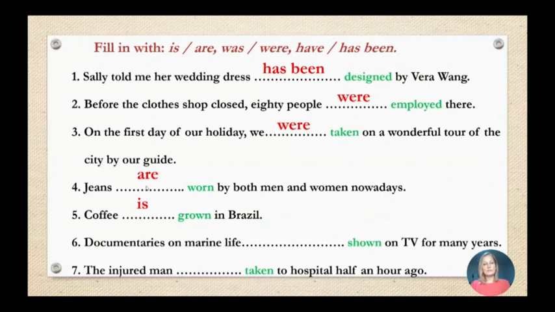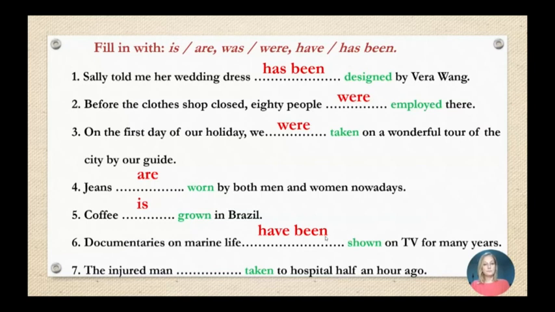Great. The sixth. Documentaries on marine life shown on TV for many years. For many years. This is the part of the sentence that should tell us which tense to use. This is actually the action which started in the past, but still in progress. So we have to use present perfect. Documentaries are plural, so we're going to use have been. That's right. Documentaries on marine life have been shown on TV for many years.